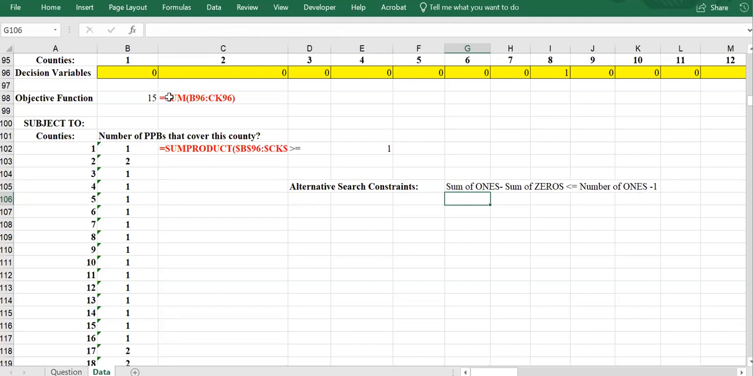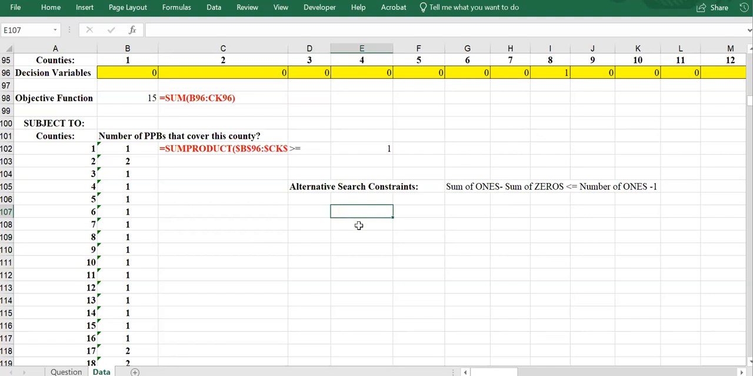The number of ones we already know in this set of decision variables. Out of the 88 decision variables that we have, 15 of them are ones. So the number of ones in my set of 88 variables is 15. Now I just need to write down the constraint and add it to our solver. So let's first write it down.